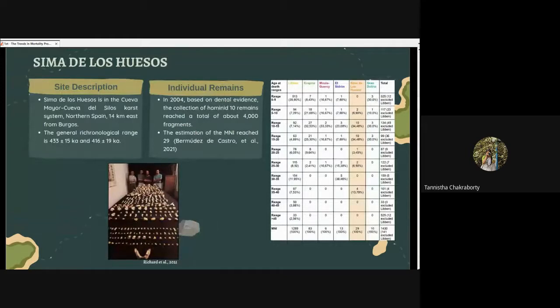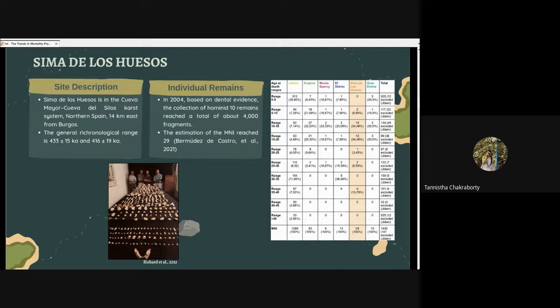The next site that we are going to talk about is Cimadalosis. It's also in the proximity of Grandolina, situated a little south in the karstic systems in northern Spain. The site has been excavated for over half a century, and work is still being conducted there. The chronology that has been established of the site is 430,000 years ago. Till now, more than 4,000 human remains have been found.